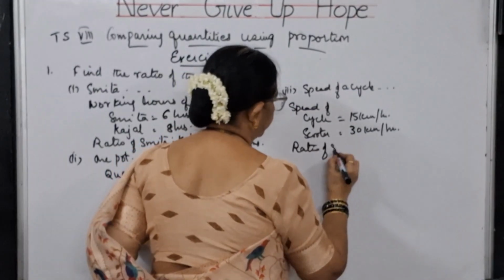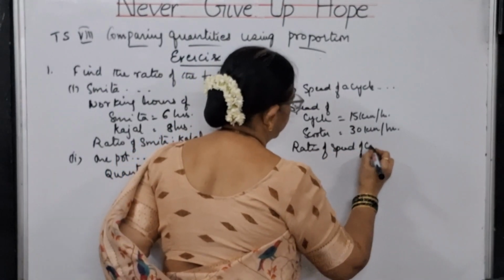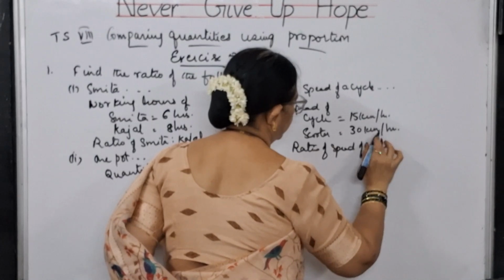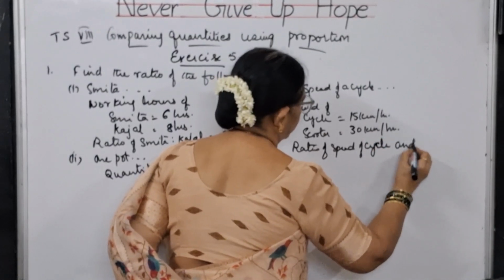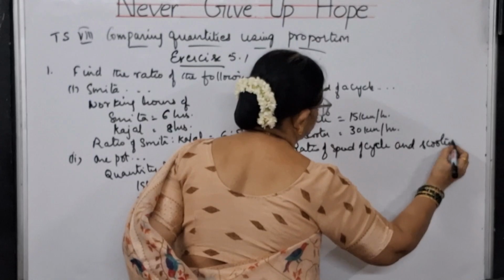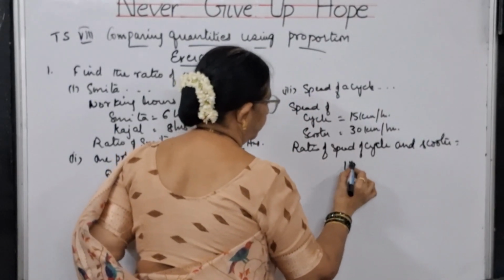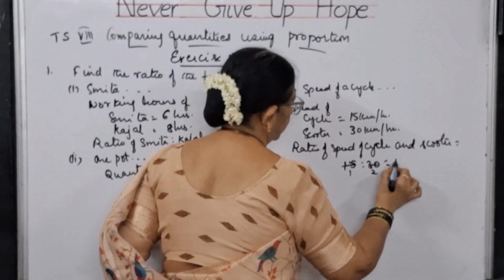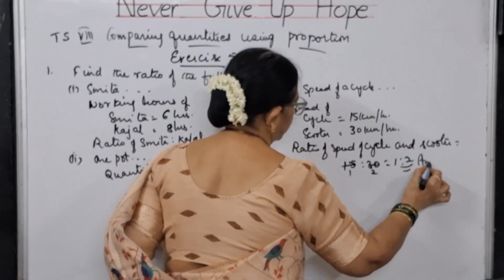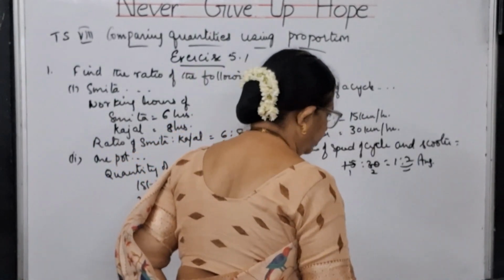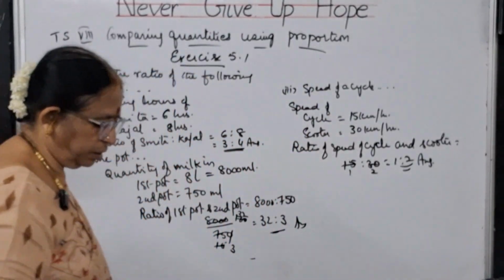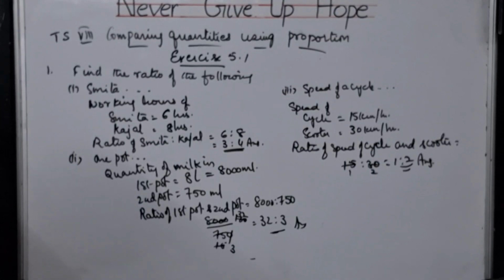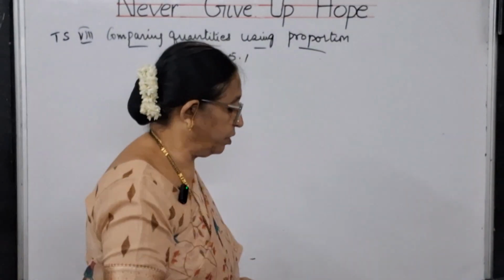So ratio of speed of cycle and scooter is equal to what you will be writing? 15 is to 30. That is nothing but 15 ones are, 15 twos are. 1 is to 2 is the answer for this problem, children. Please copy it. We will see the second one.